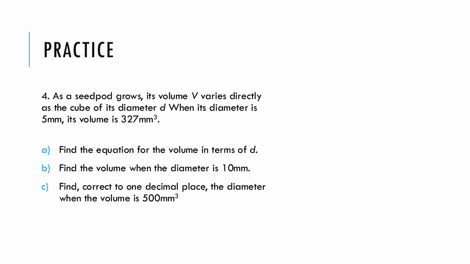This fourth question: as a seed pod grows, its volume varies directly as the cube of its diameter d. When its diameter is 5 millimeters, its volume is 327 millimeters cubed. So here, what I'm going to look at is my first step. A says find the equation for the volume in terms of d. So here for part A, when it's direct, I always start with y equals kx, and then I go back to my question and notice it's asking for the cube. So here, this power needs to be 3.